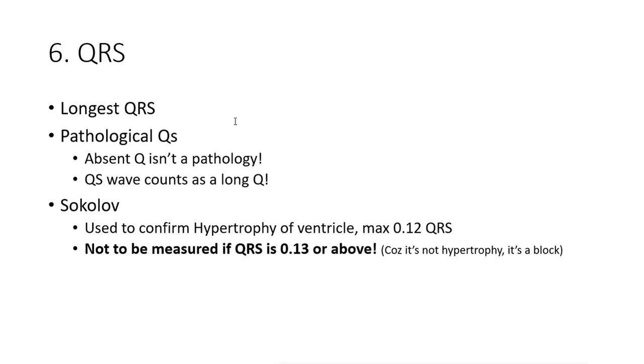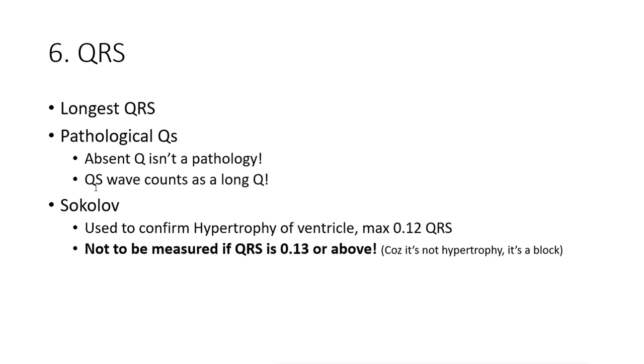First off, the longest QRS is what you want to check for. Then pathological cues. Is there any cue that's a bit longer than it should be physiologically? And you've got the limit in your sheet. The point here is that an absent cue isn't a pathology. So don't go marking a big exclamation mark where there's no cue. That's why you've got: absent cue isn't pathology, okay?